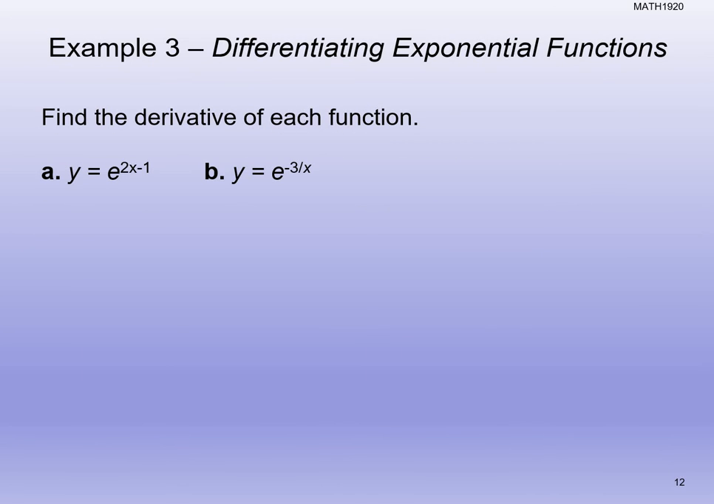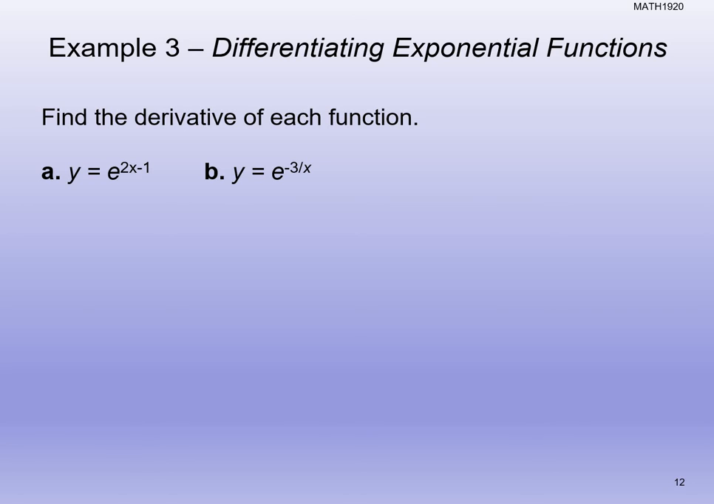Let's take a look at a couple examples here of how to do this. The first one, we have y equals e to the 2x minus 1. The derivative of e to the 2x minus 1 is going to be e to the 2x minus 1 times the derivative of 2x minus 1, which is just 2. So our answer will be 2e to the 2x minus 1.